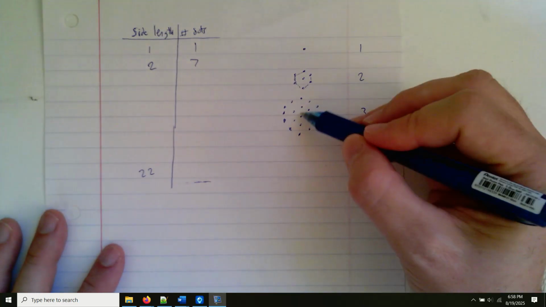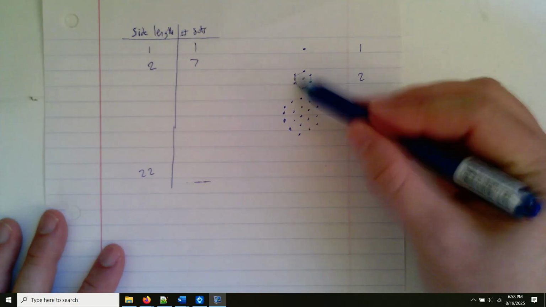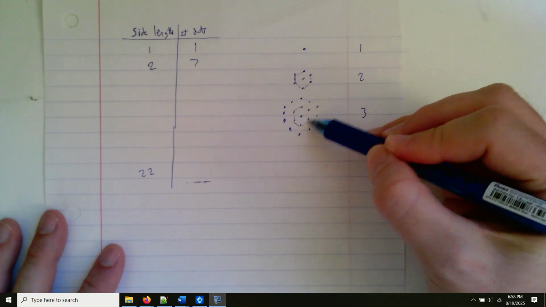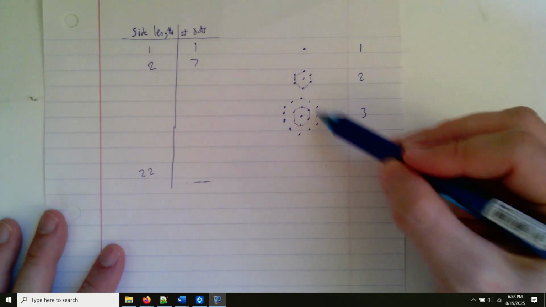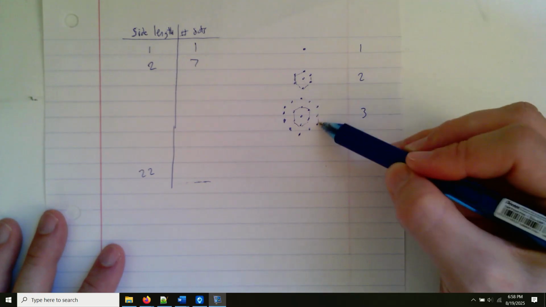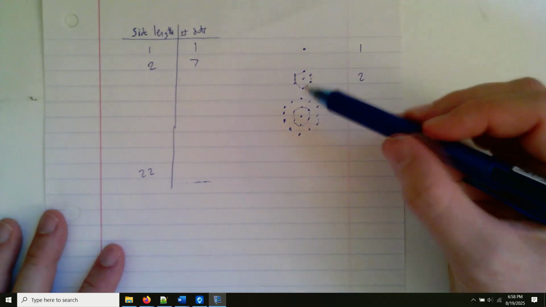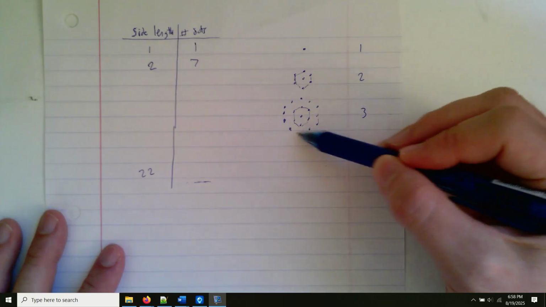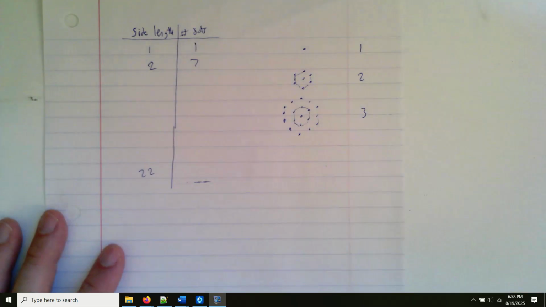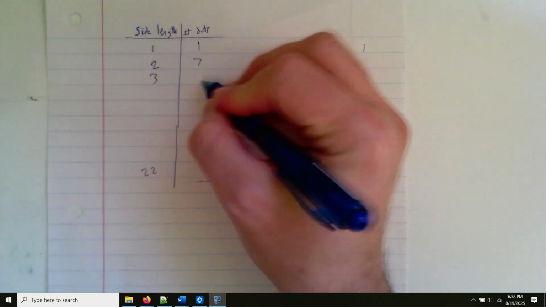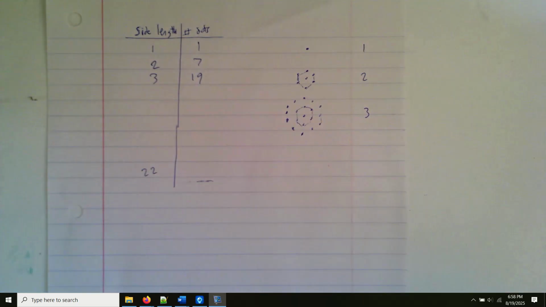Here we've got, you can see this same shape nested in here. And then I've drawn another one with a side length of 3 around the outside. So I'm going to take those 7 dots in the middle and add 1, 2, 3, 4, 5, 6, 7, 8, 9, 10, 11, 12. So that gives us 19 dots.